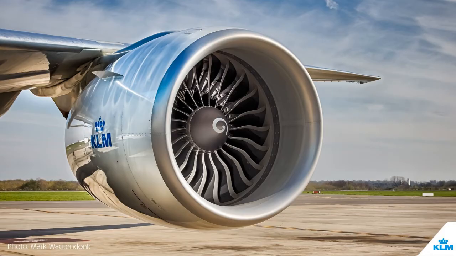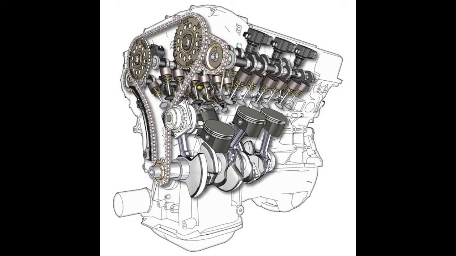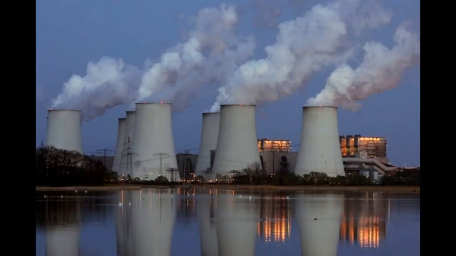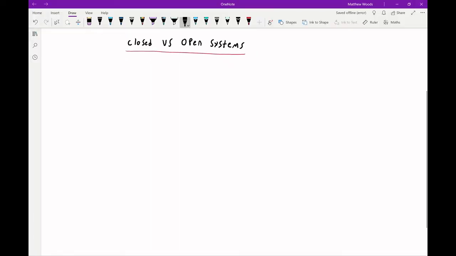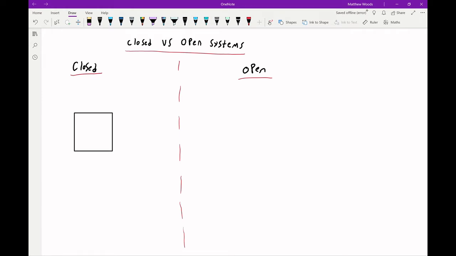Now jumping into some examples, you could have a jet engine like this, an internal combustion engine like you'd see in your car, or a power plant that you see here. A really important concept to understand, especially when analyzing these systems, is the difference between closed and open systems. Jumping into a closed system, we're going to start by looking at a basic 4-component system that's pretty common in thermodynamics problems.